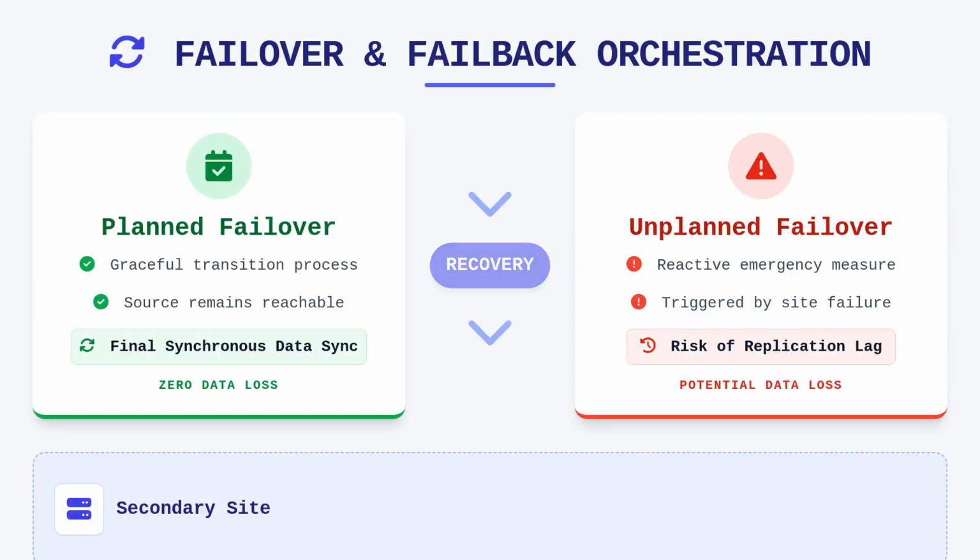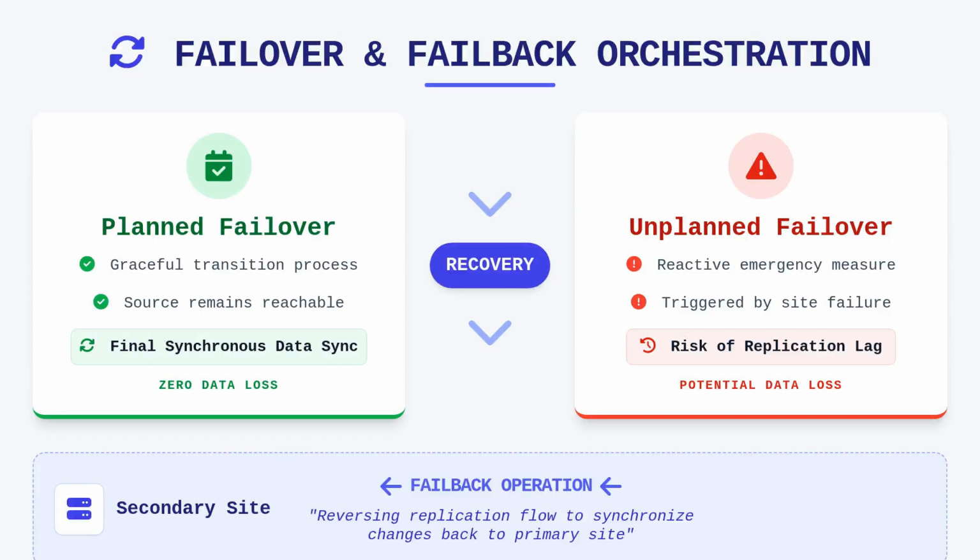Once the primary site is restored, we execute a failback operation, which essentially reverses the replication flow and synchronizes any changes back to the original site. This orchestration ensures that the transition of services back to the primary location is handled with the same rigor and consistency as the initial recovery process.